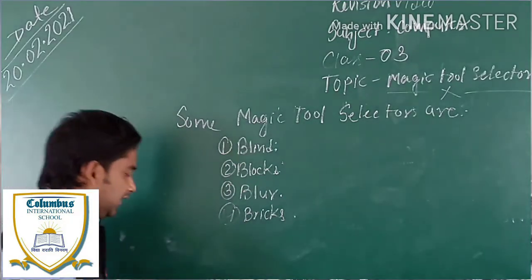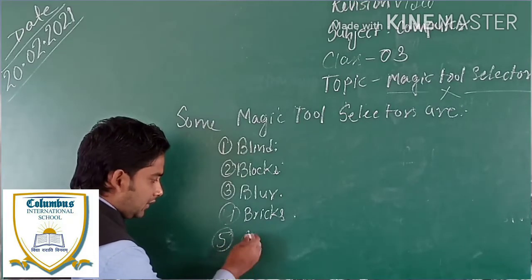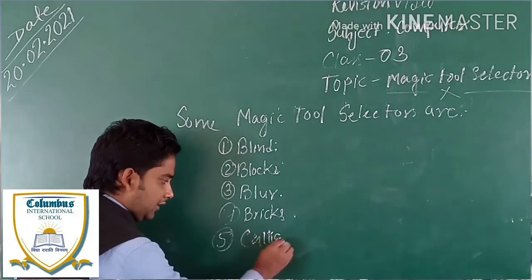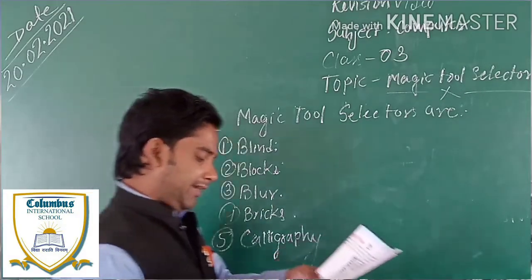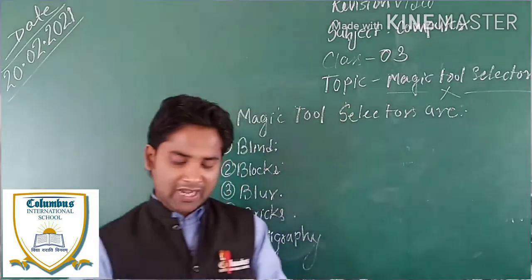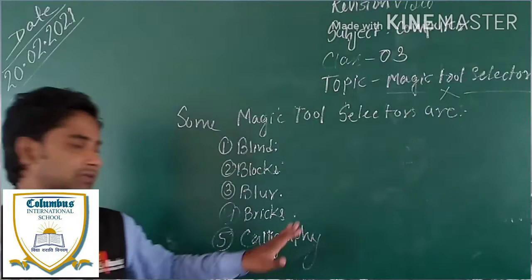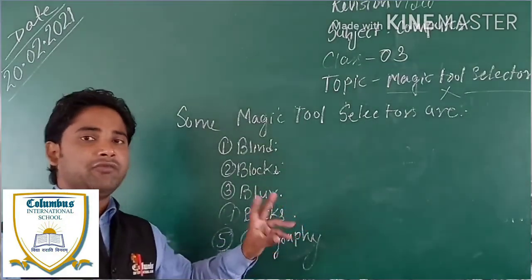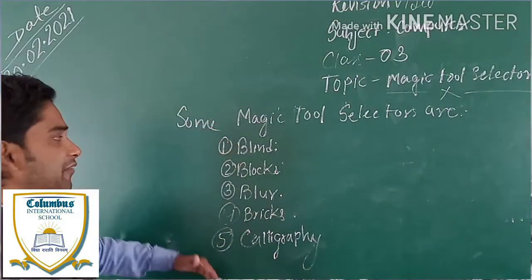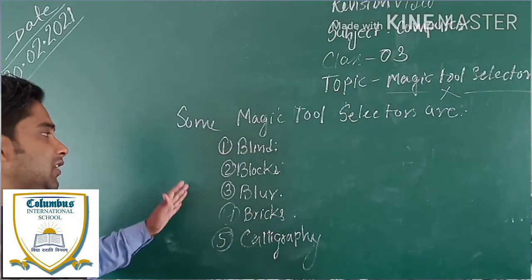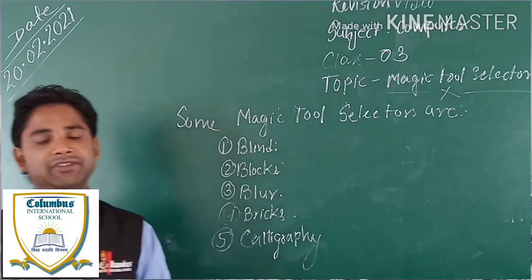Now next one is calligraphy. What is calligraphy? It smoothly paints on the canvas with a calligraphy pen. It is a tool that provides us a pen to smoothly paint on the canvas. So these are the 5 types of tool that are very essential when you use the magic tool for drawing on the canvas area.